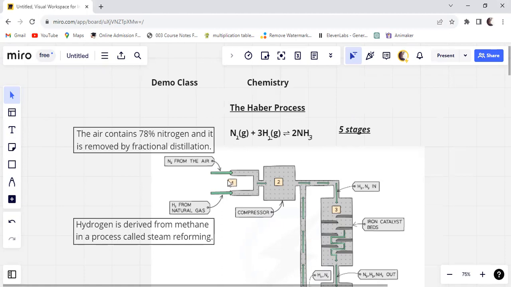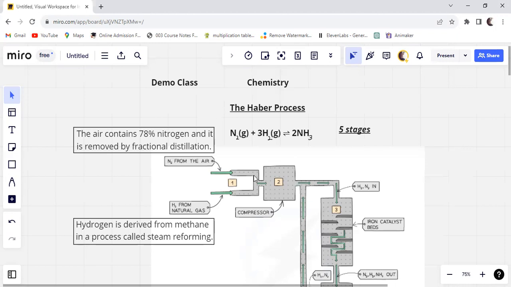In the first stage of the production of ammonia, you can see that nitrogen from the air, because air contains 78% of nitrogen, is removed by fractional distillation and is then used for the Haber's process. So nitrogen from the air and hydrogen from the natural gas, through the process called steam reforming, are the two gases we will use, and they are pumped into the compressor, which you can see over here in stage number 2.